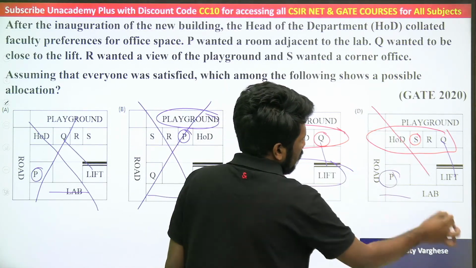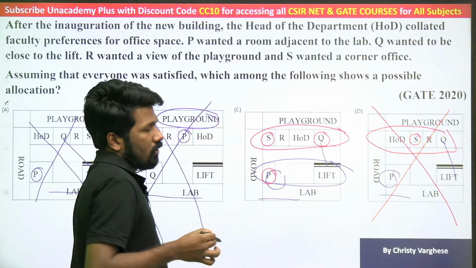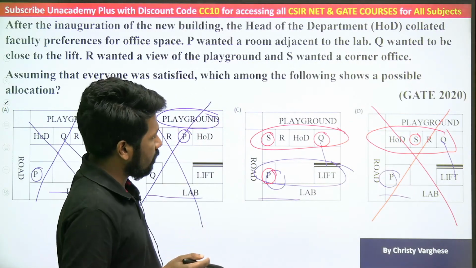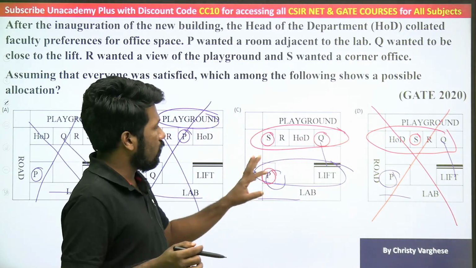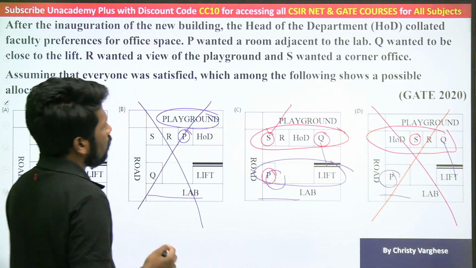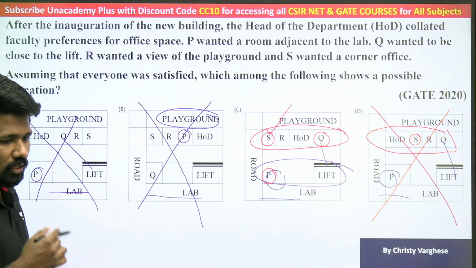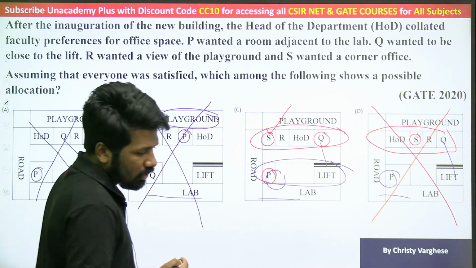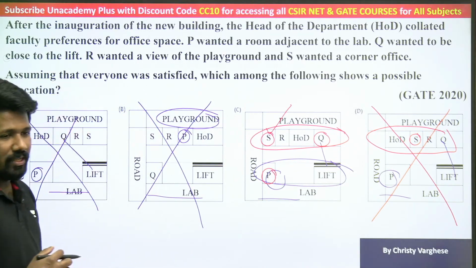So definitely option D is wrong, because a corner office is needed. Here there are 3 corner offices. One of the corner offices should be here. So option C is satisfying that also. So all conditions are satisfied by option C. Therefore option C is correct. Is that clear, all of you? Why option C is the answer?